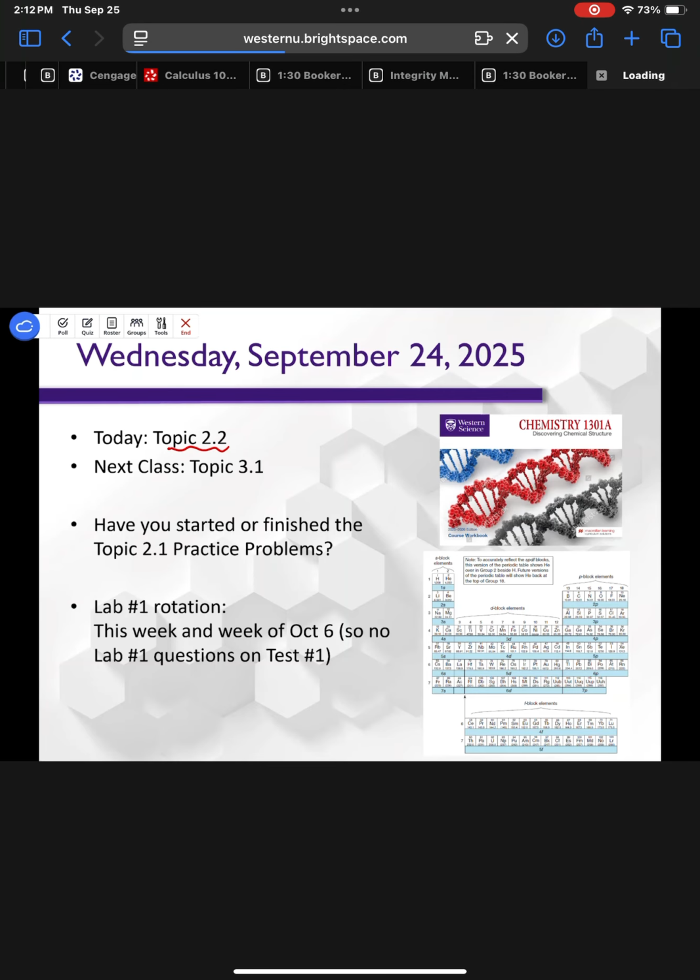We are in topic 2.2. We're looking at periodic table trends. We now know all about electron configurations, how to figure out where electrons are, and now we're going to see how that informs trends across the periodic table.